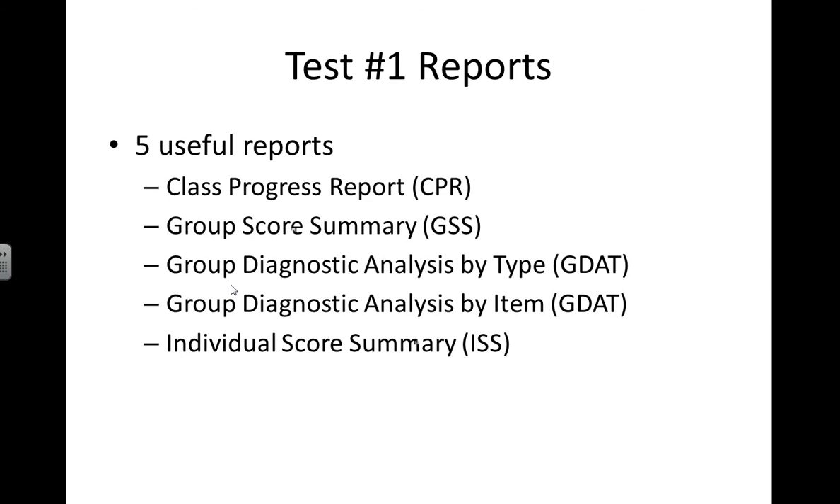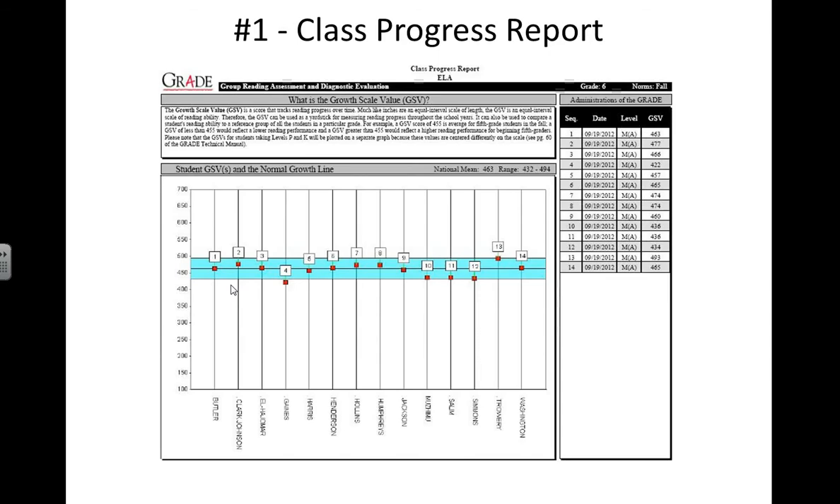If you have access to your reports, we suggest you open these 5 in particular, print them, and refer to them as we continue this portion of the training. You can pause this presentation and begin again once you are ready. The first report we will look at is the class progress report. The class progress report gives us a quick overview and temperature of the class.